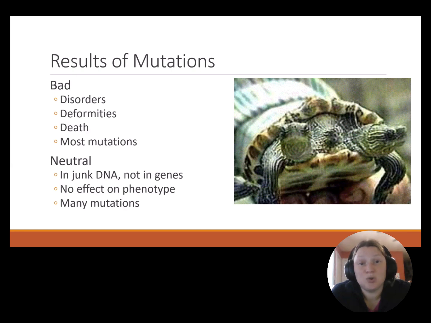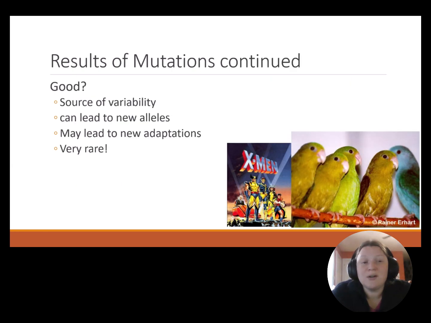They can also be neutral. So if a change happens in the non-coding region, the junk DNA, then it's not going to have an effect on the phenotype. So sometimes we call these silent mutations. Rarely we will have a new mutation that is a source of variability. This can lead to new alleles, which may eventually lead to a new adaptation. But these kinds of mutations are very rare overall.